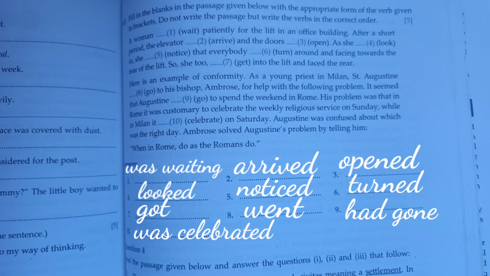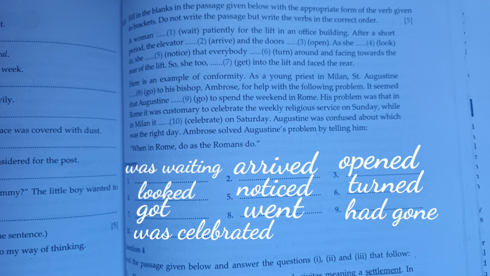Next, question number 3 here, fill the blanks in the passage given below with the appropriate form of the verb given in brackets. So you read the passage, let me provide you the answers. So the first one will be, was waiting, second arrived, third opened, fourth looked, fifth noticed, sixth turned, seventh got, eighth went, ninth had gone, tenth was celebrated.